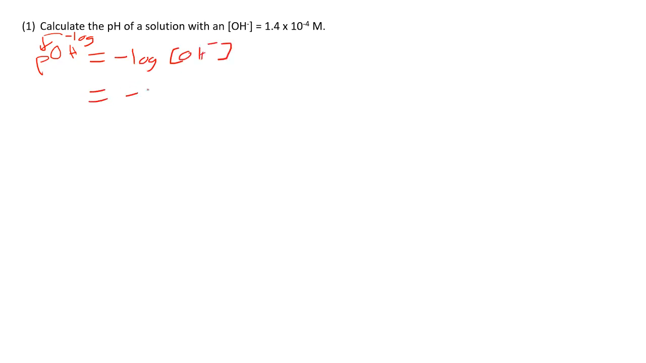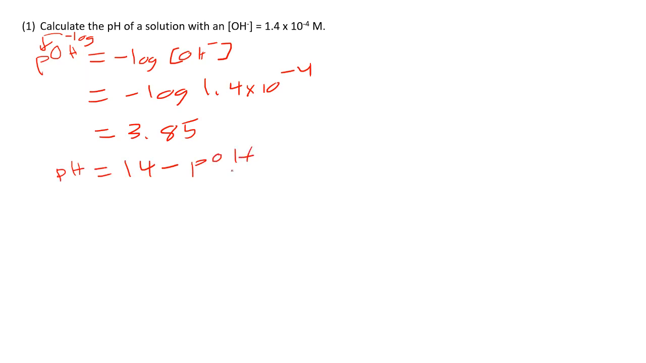So for that, we're going to plug in negative log of 1.4 times 10 to the minus 4. We then find out that our pOH, when we plug that in, is equal to 3.85. Note that you're not done. Don't just circle the answer. You have to answer the question that's actually asked, which is what is the pH, which we can set equal to 14 minus pOH. So there, we can plug in 14 minus 3.85, and that's going to be equal to 10.15.